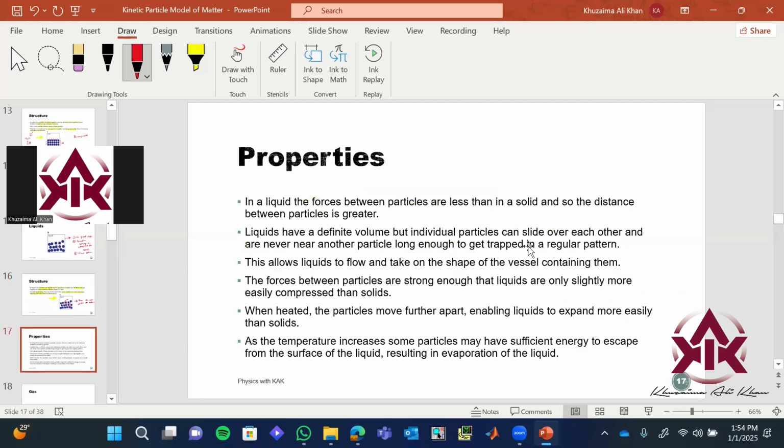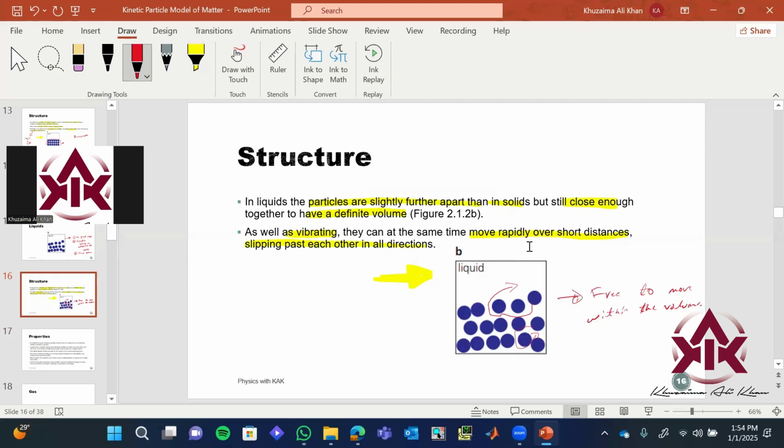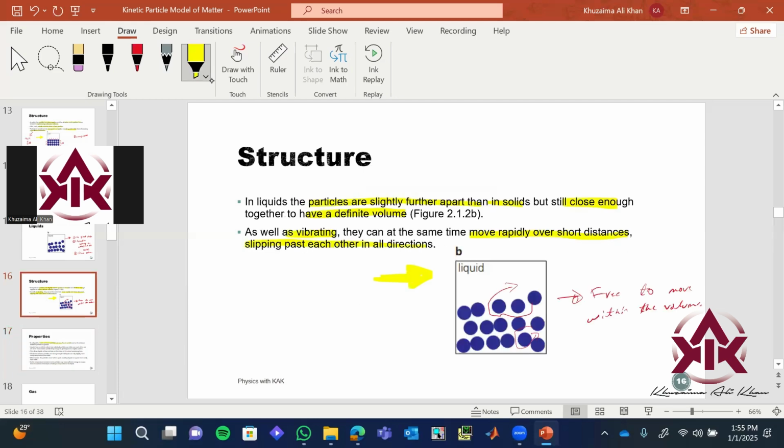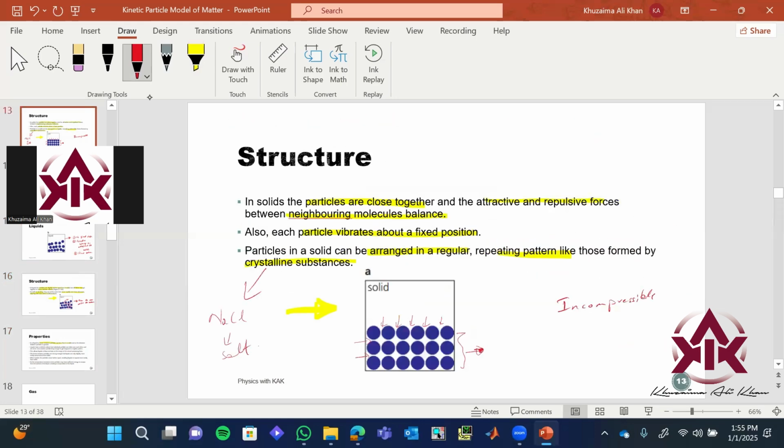We have studied this already, so this is just an overall detailed version of how the properties of a liquid exist the way we have discussed. Why is it so? In a liquid, forces between particles are less than in solids. If the forces are less, that is why they have enough spaces and are further apart, because there are no strong forces which can keep them together in a uniform shape as in a solid.